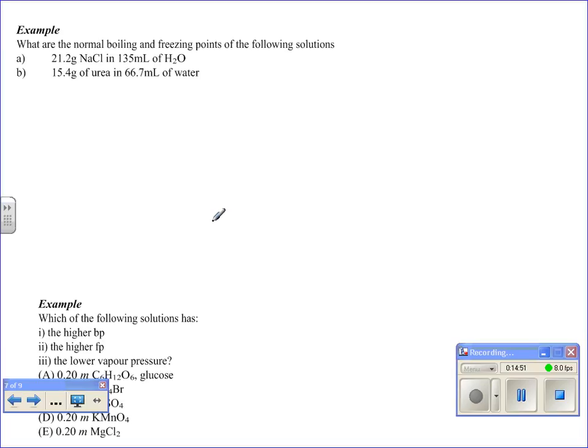In this next example, I'll allow you to do it yourself and check your answers with me. Before we do that, we'll just discuss a few points here. First of all, urea, the formula for it is NH2CONH2. The molar mass is 60.06. Now the difference between these two solutions, in the first one we've got sodium chloride dissolved, and in the second one we've got urea dissolved.